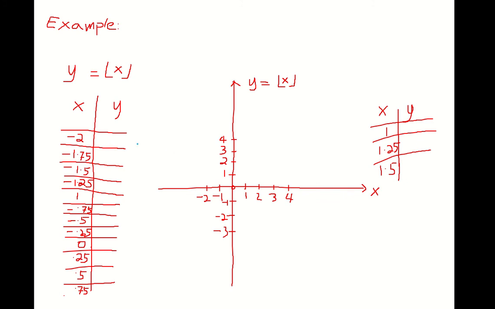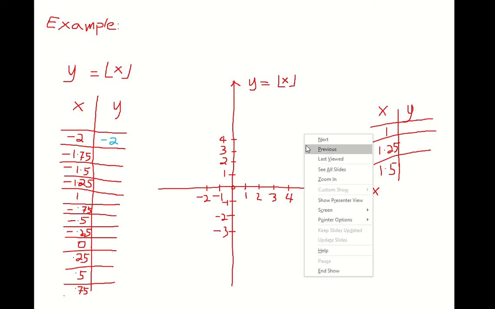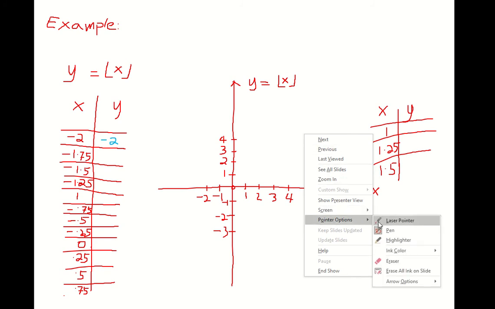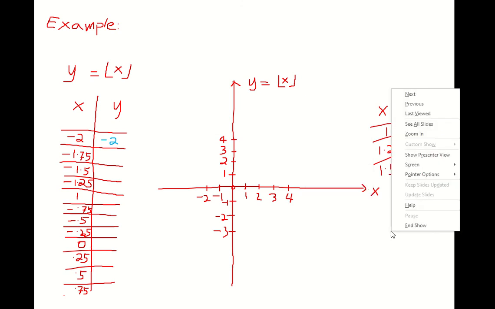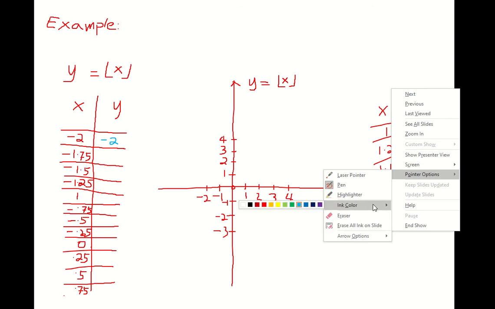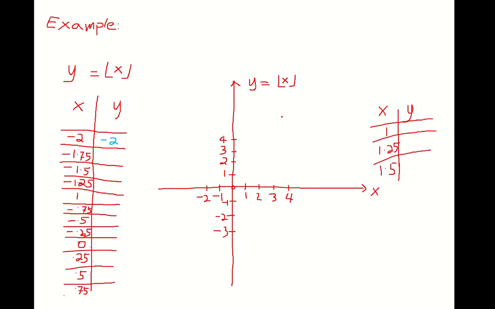So what's the reason? Why is it negative 2? When you round off negative 2, that's also negative 2. But how about this negative 1.75? To help us find the greatest integer function of negative 1.75, let us draw the number line system first. So this is our number line system.